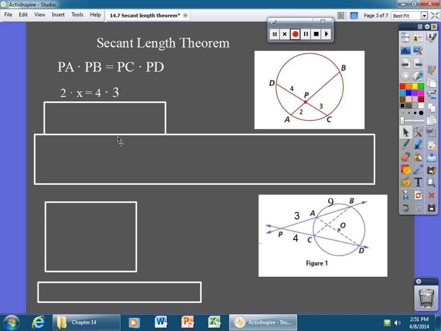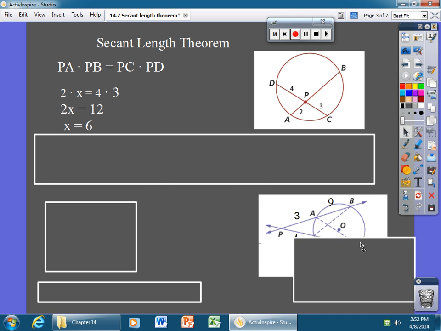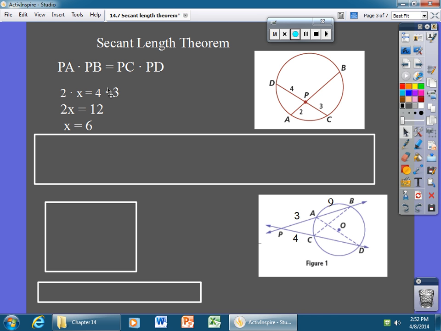So looking here, the length of PA we know is 2. PB I don't know right now. The length of PD is 4, and the length of PC is 3. So I substitute those numbers into the secant length theorem and start solving. I get 12 on the right side and 2x on the left, so I discover that the length of PB is going to be 6.